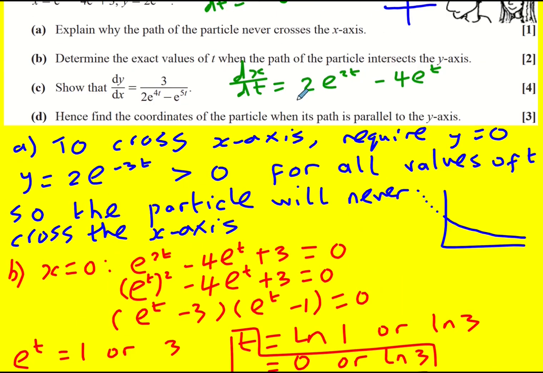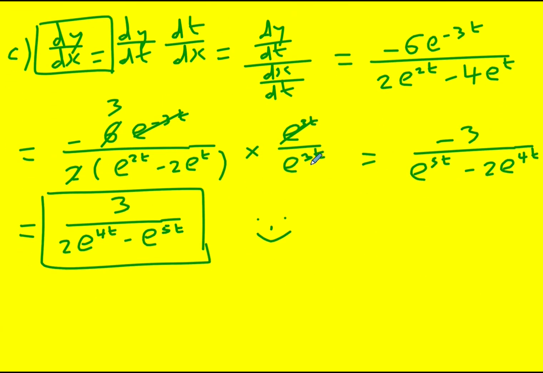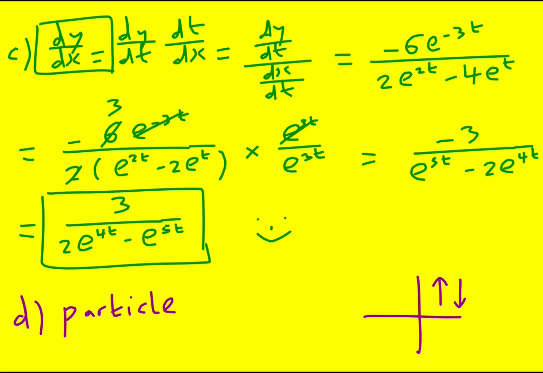Right, finally, part D says, hence find the coordinates of the particle when its path is parallel to the y-axis. You remember, we've got this plane. We know it doesn't cross the x-axis. When is it moving parallel to the y-axis, like in this direction here or this direction here? Okay. Well, it's going to be when the gradient of this function, so this would be a gradient of 0. It's going to be when the gradient's actually not defined.